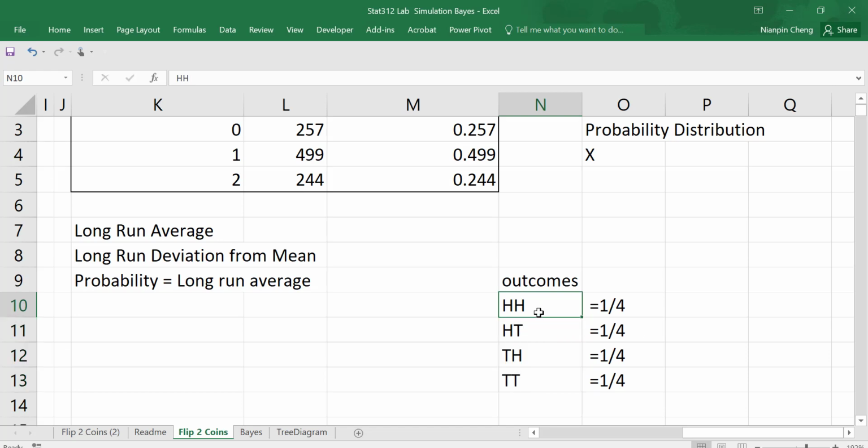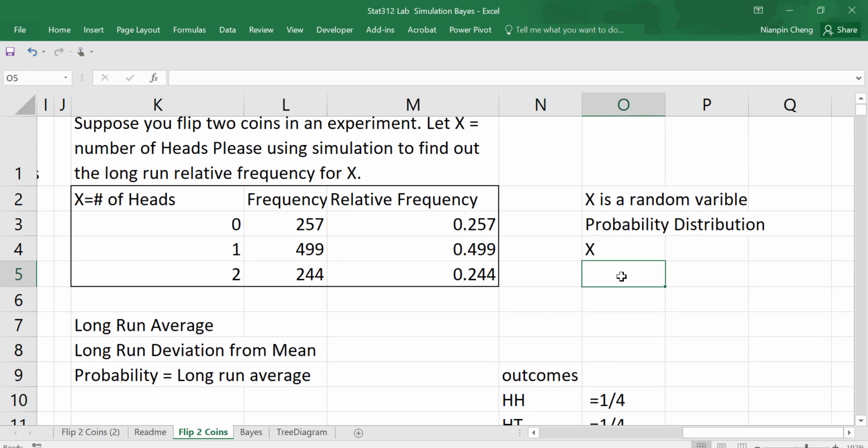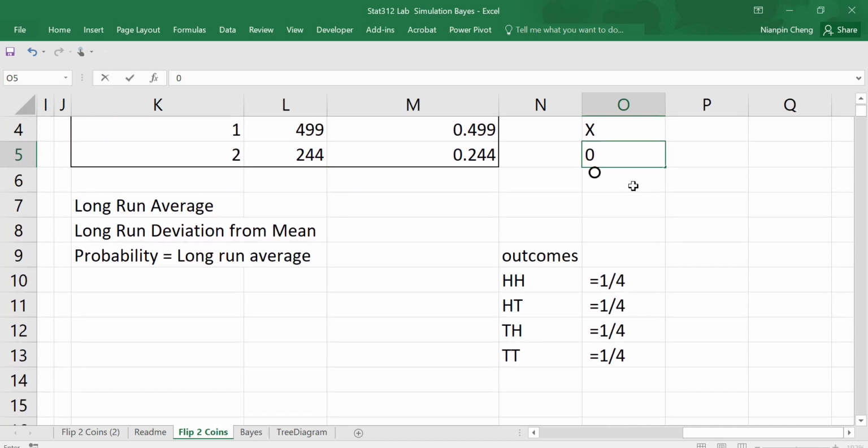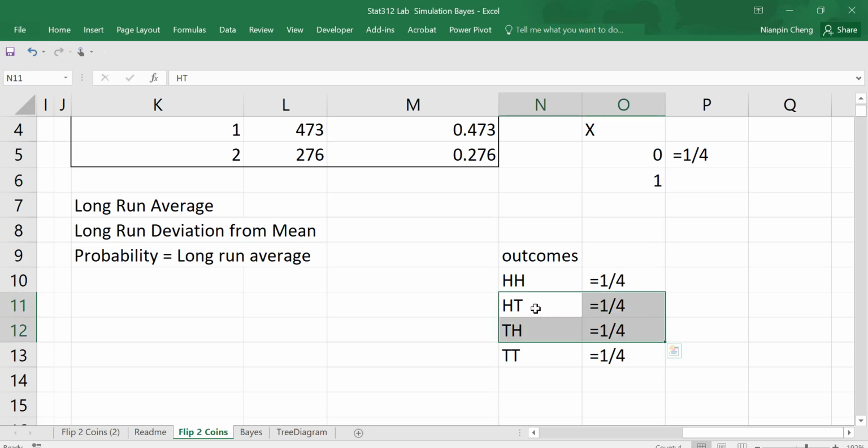Now you see x has the value 0. So what's the probability you observe 0 heads? That's only this one, right? No head. So the probability is equal to 1 out of 4. For x equal to 1, these two, right, both have a head first or a head second. So that's 1/4, a quarter plus a quarter, that's a half. 1 out of 2.